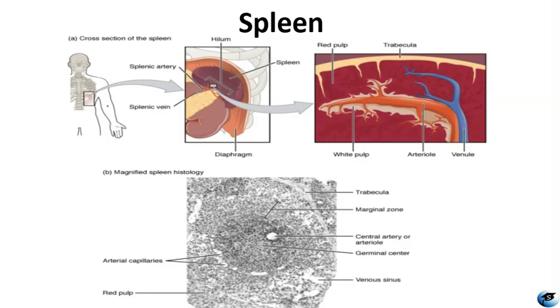The spleen is located in the upper left quadrant of the abdomen, just beneath the diaphragm, and it is attached to the stomach. It connects to the circulatory system via the splenic artery and splenic vein, both of which enter and exit at the hilum, which is the central indentation on the spleen's surface. Here's the hilum here, the splenic artery here, and the splenic vein. It's very small, but you can see the little blue spot right there.